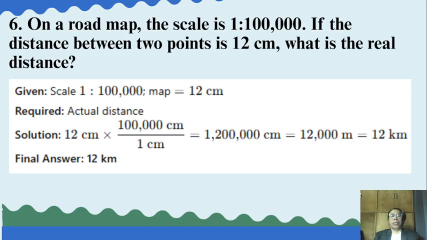So, solution, 12 centimeters times 100,000 centimeters over 1 centimeter. The answer is 1,200,000 centimeters, which is equal to 12,000 meters. And in kilometers, that is 12. So the final answer is 12 kilometers.